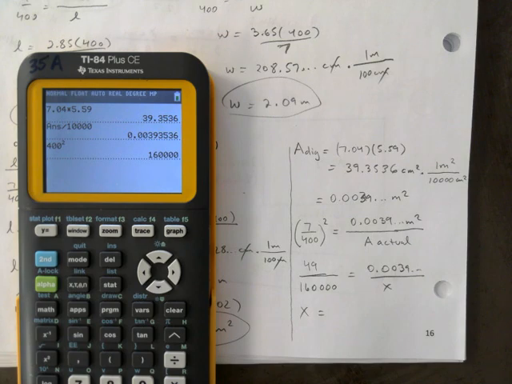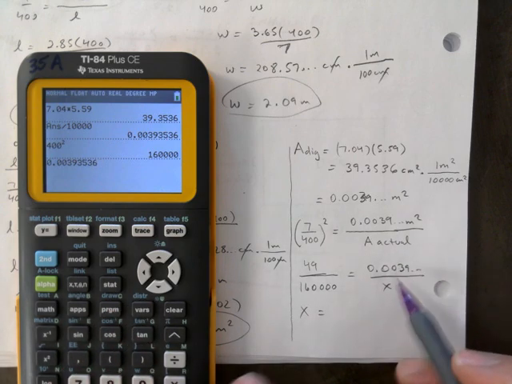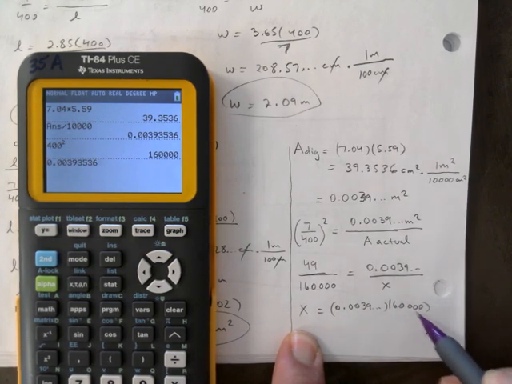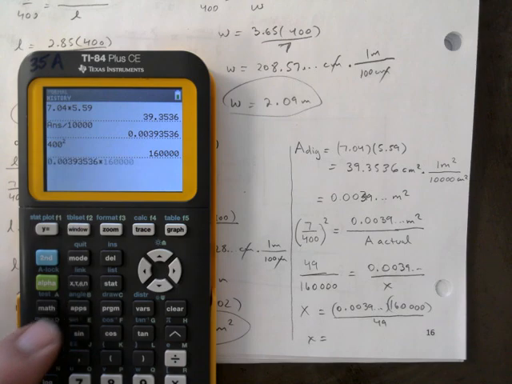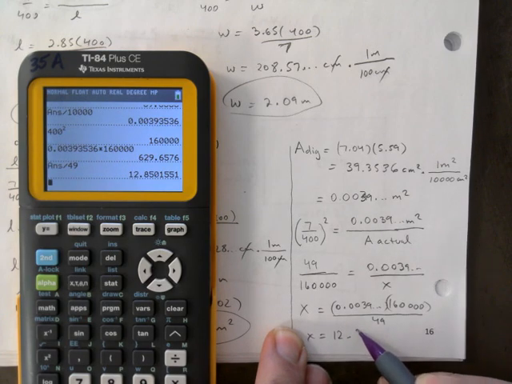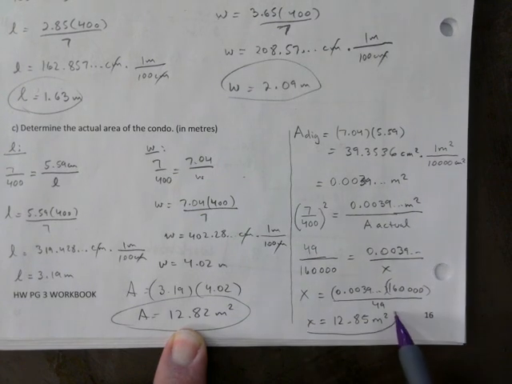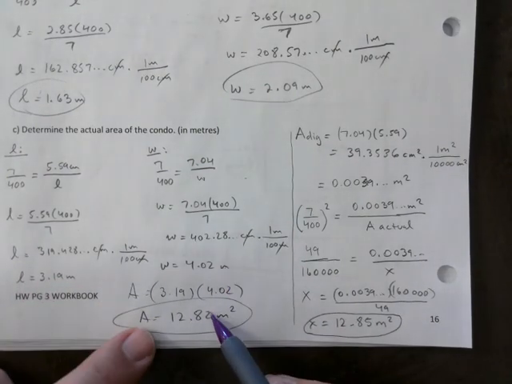I'm going to use all the decimals. This number right here times 160,000 divided by 49. And that is 12.85 square meters, which is very close to what we got on this side. And that is to be expected because over here we're using all decimals throughout. Here we're rounding at one point before we get our area. So there you go. That's page 16. Let's go to 17.